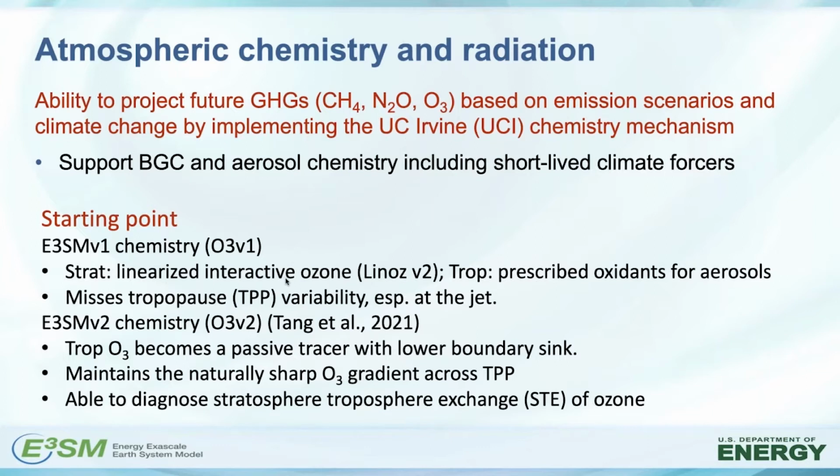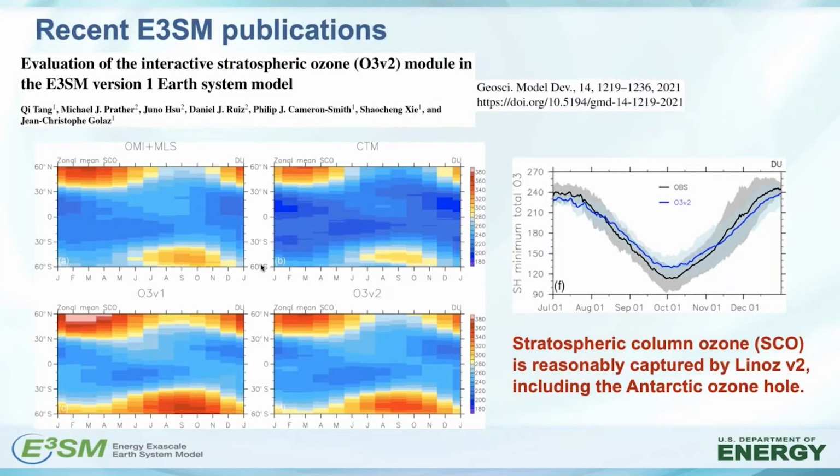To fix that, in E3SM V2 chemistry, ozone V2, we changed the tropospheric ozone to a passive tracer with a lower boundary sink, which maintains the sharp cross-tropopause ozone gradient, and we are able to diagnose the stratosphere-troposphere exchange flux of ozone, a major tropospheric ozone budget term. Starting from that, we already have some recent publications in E3SM.